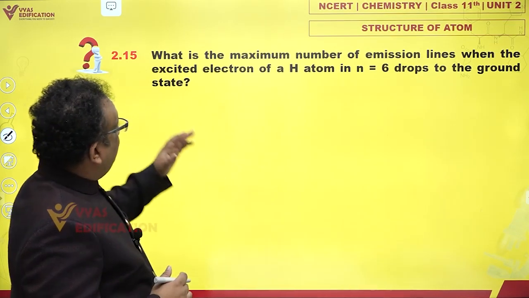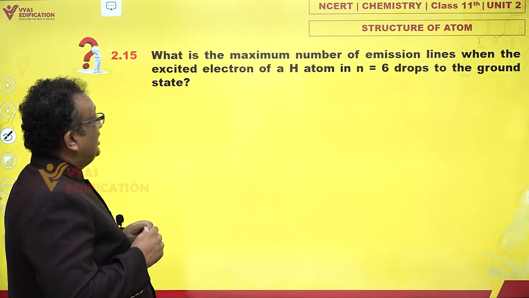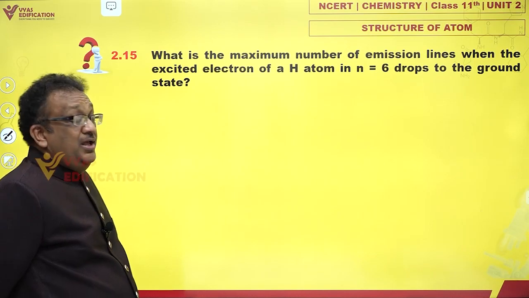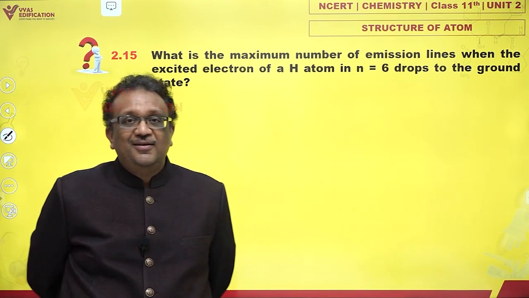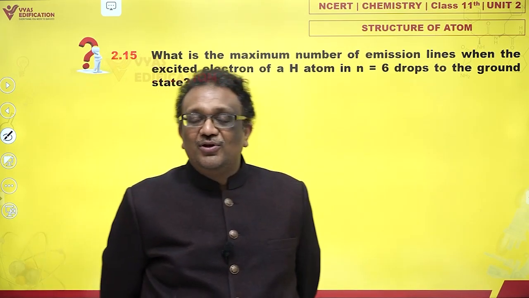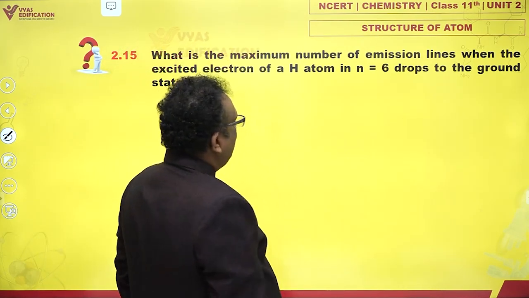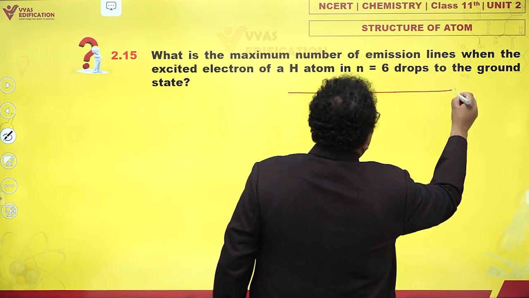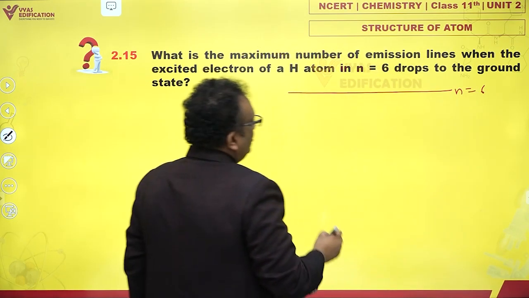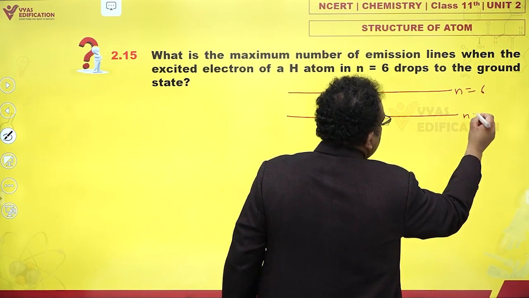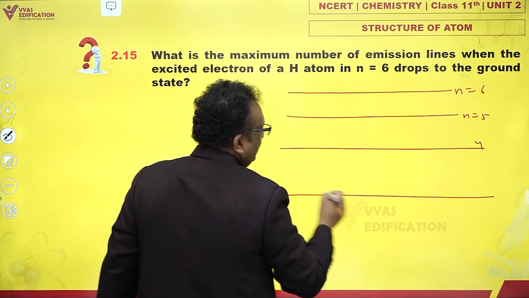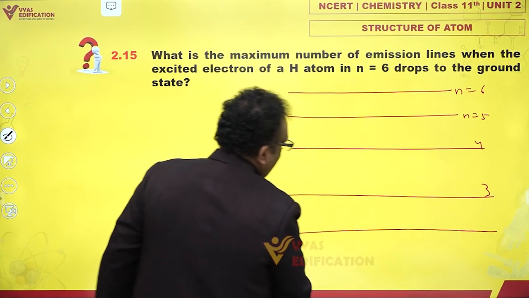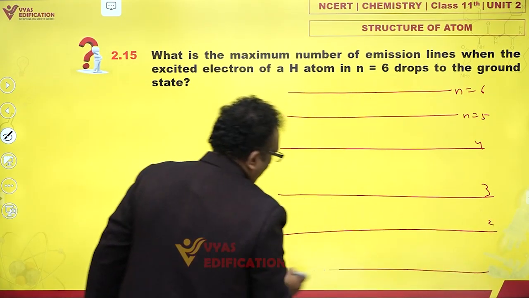What is the maximum number of emission lines when the excited electron of a hydrogen atom in n is equal to 6 drops to the ground state? This becomes interesting. What does it mean? See, all they're saying is some electrons are present in n is equal to 6. From 6, I have 5, 4, 3, 2 and 1.